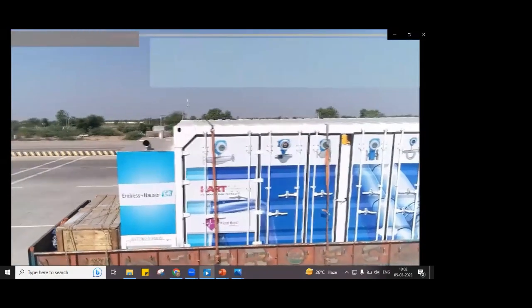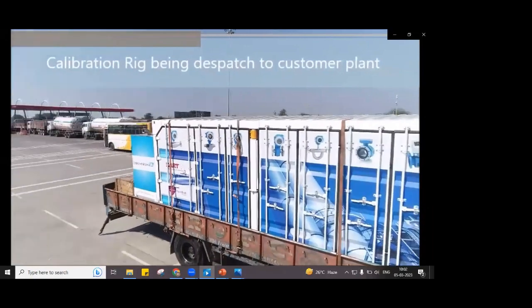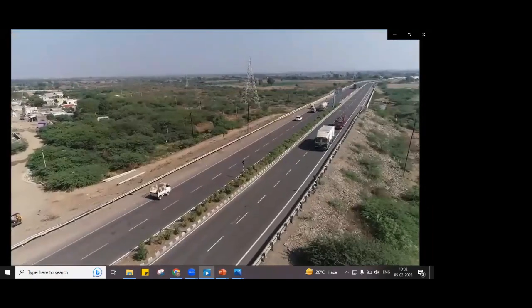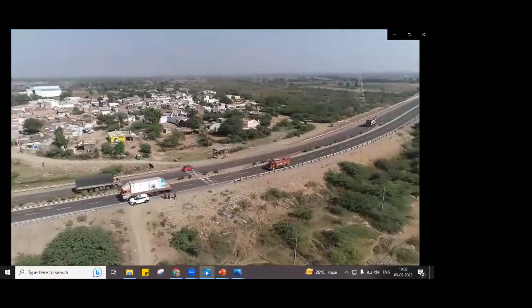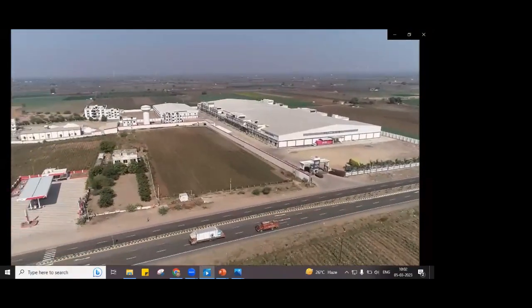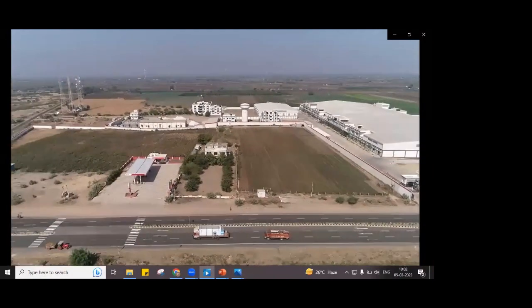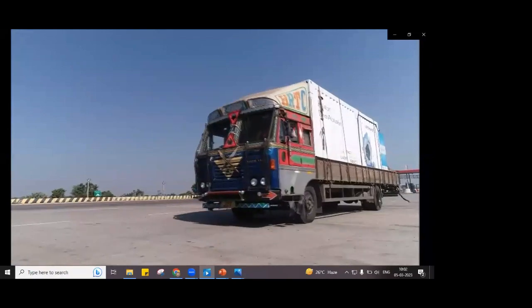Endress and Hauser India have recently developed an indigenous calibration rig for one of India's biggest oil refineries, which will be installed in their plant for calibrating flow meters of different makes, different sizes, up to 14 inches, and technologies. Calibration services ensure compliance with minimal process interruption.